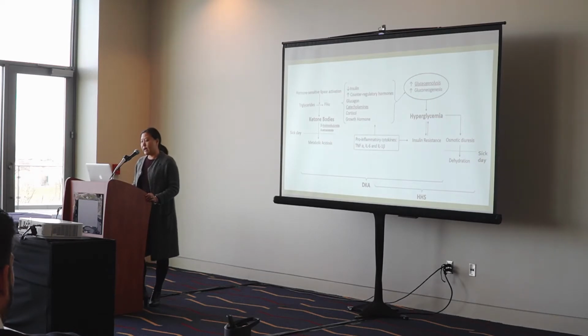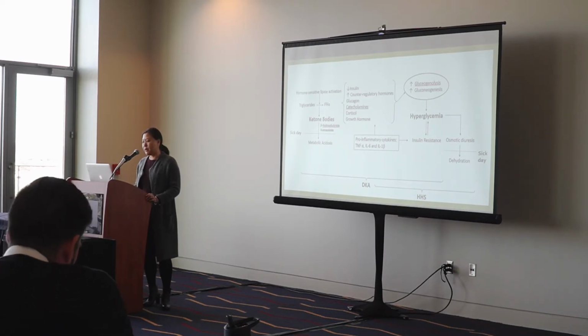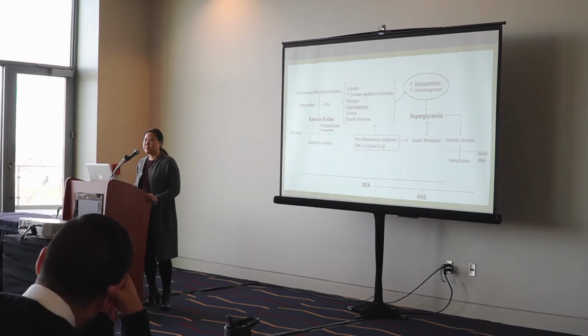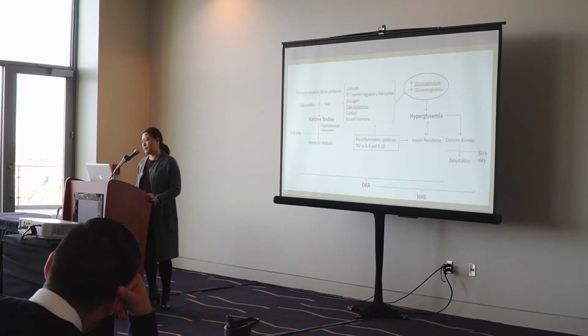So in a type 1 patient, when this happens, you develop metabolic acidosis, you get progressive dehydration, and you come in with DKA. In a type 2 patient, though, you may not develop significant acidosis because you still make insulin. Those patients present with hyperglycemic hyperosmolar syndrome, and those patients are severely dehydrated, usually with sugars over 1,000.